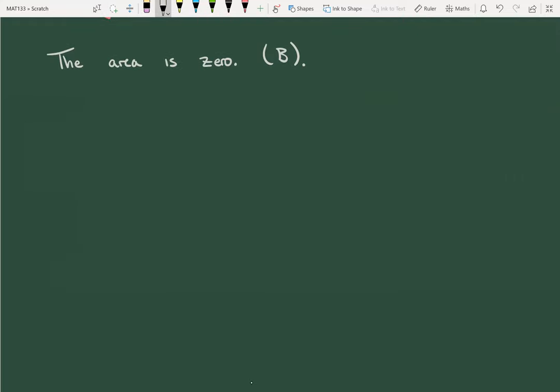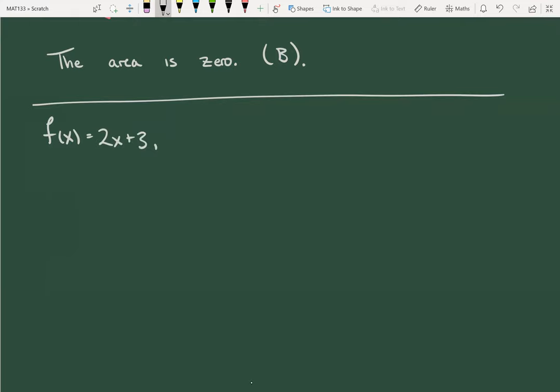All right, so how would we do it? We're looking at the function f of x equals 2x plus 3. Let me just write that out. F of x equals 2x plus 3. And we want to look at the area on the interval 0, 2. So let's try and draw this. So 1, 2. It's not going to be perfectly to scale, let's just draw it roughly. At 0, I'm going to have a height of what? 3. And then at 2, I'm going to have a height of 7.